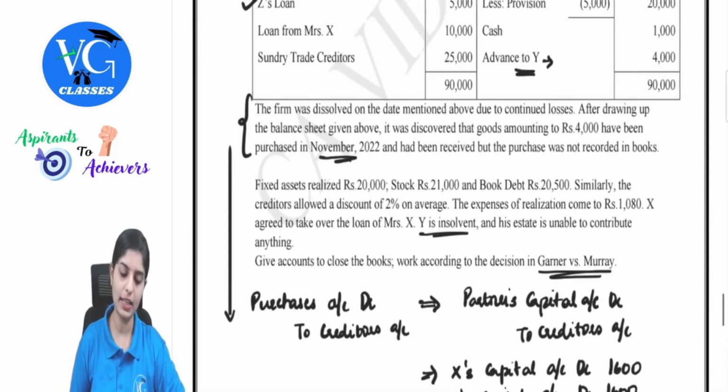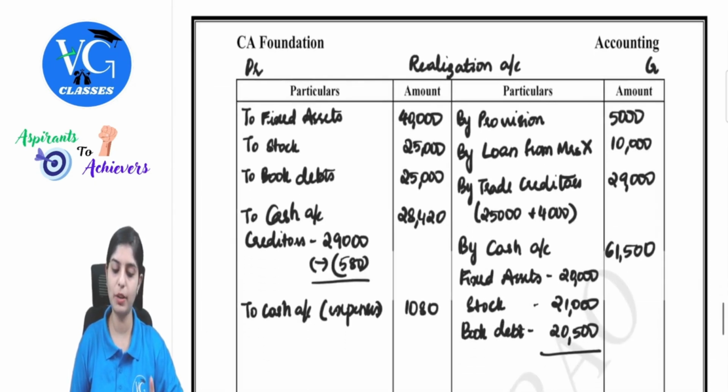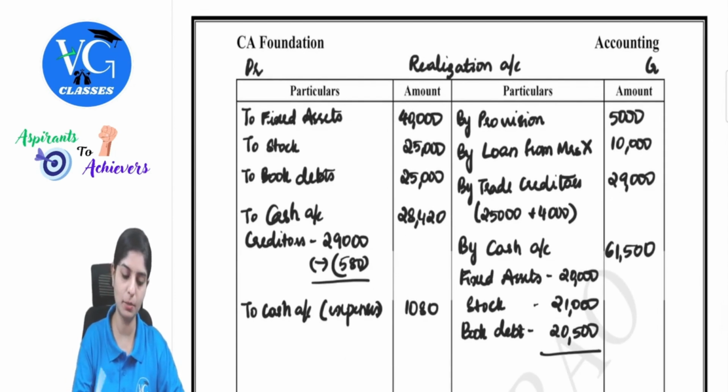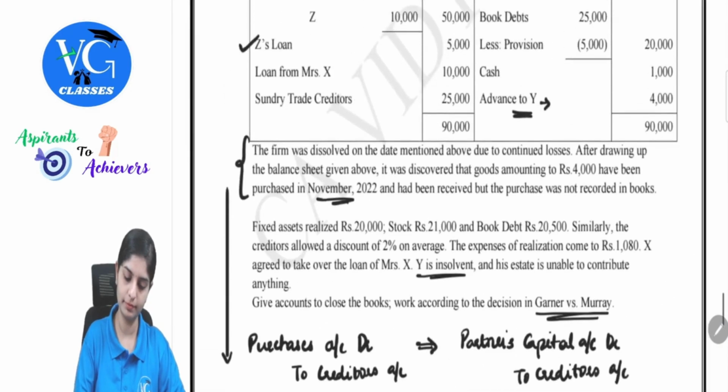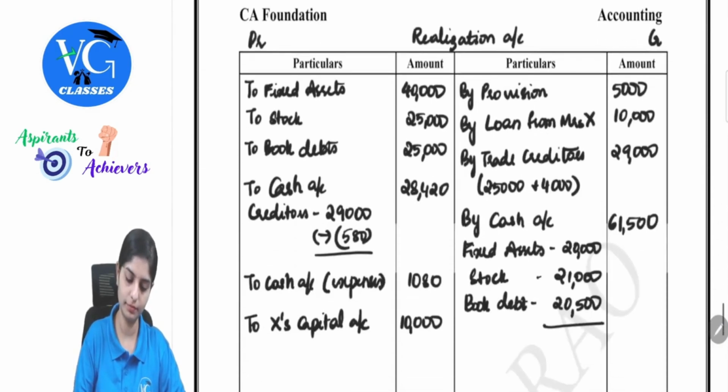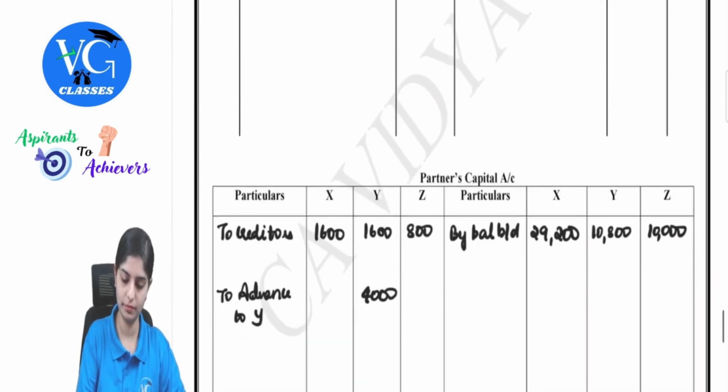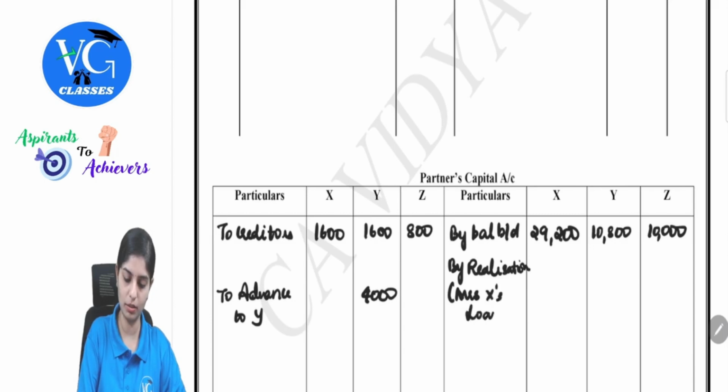Next point, X agreed to take over the loan of Mrs. X. So apart from creditors, there was one more liability, loan from Mrs. X. This is being taken over by partner X, to X capital 10,000. By realization, Mrs. X loan, 10,000.